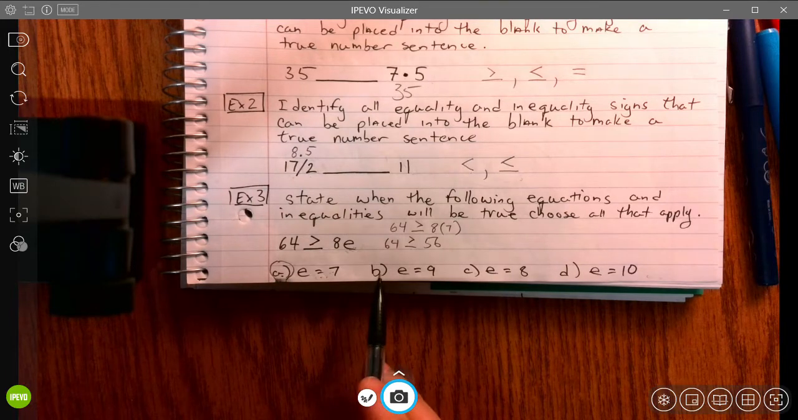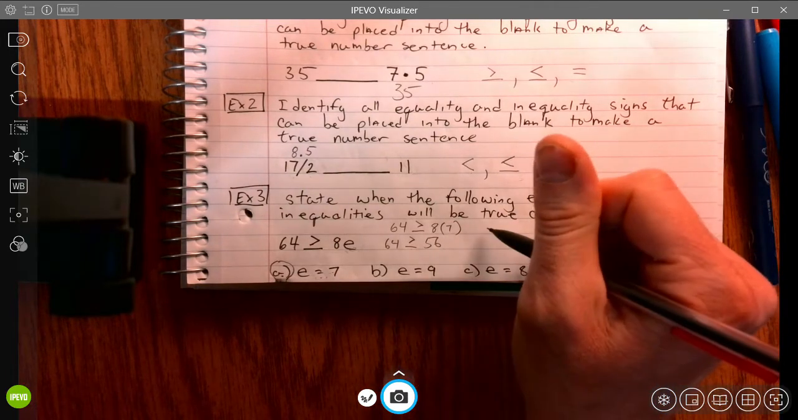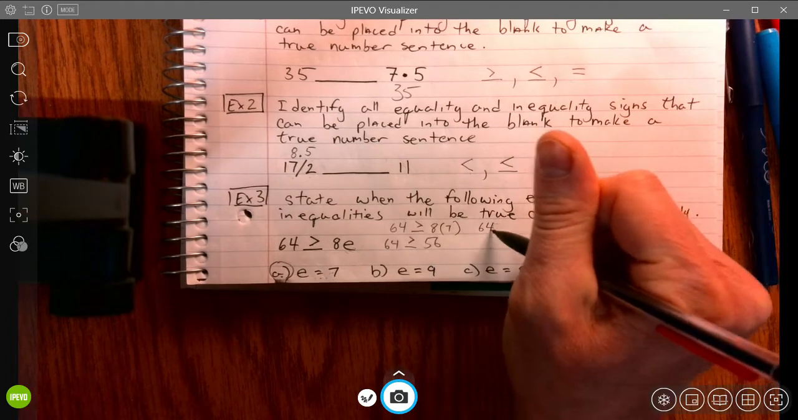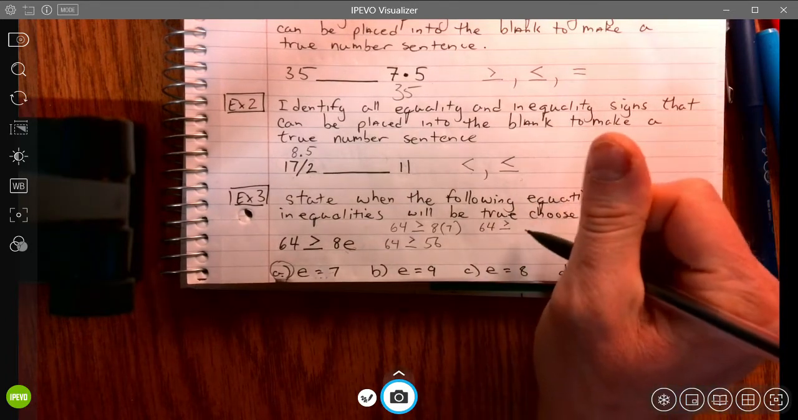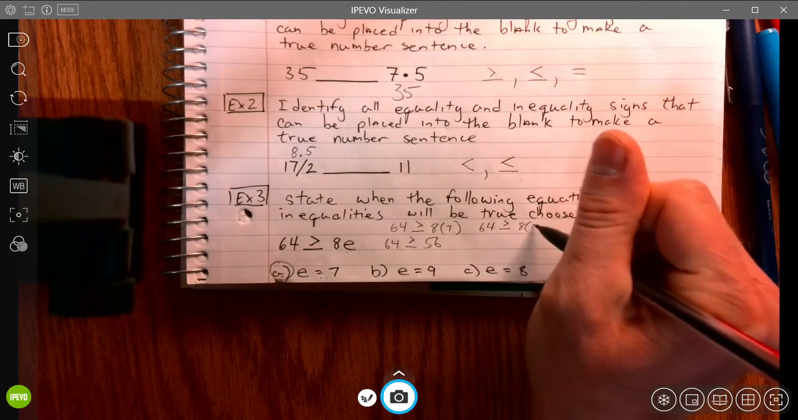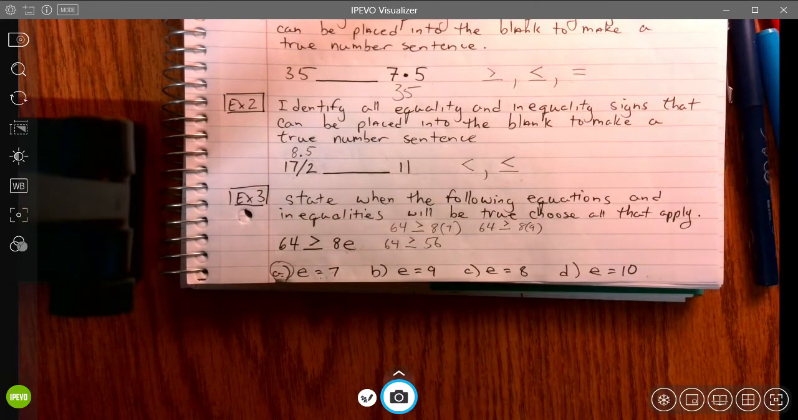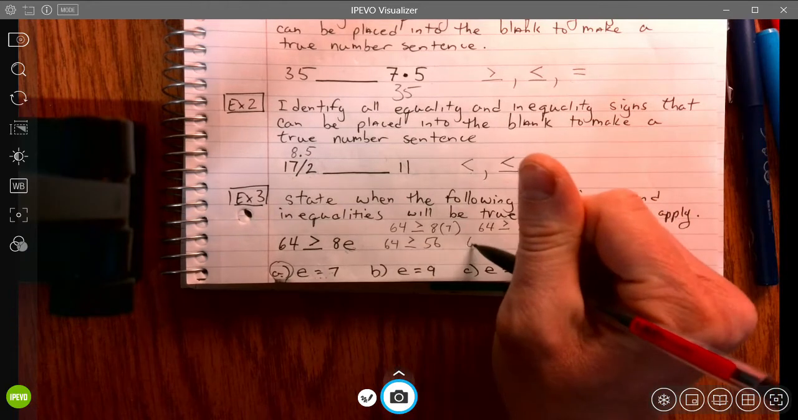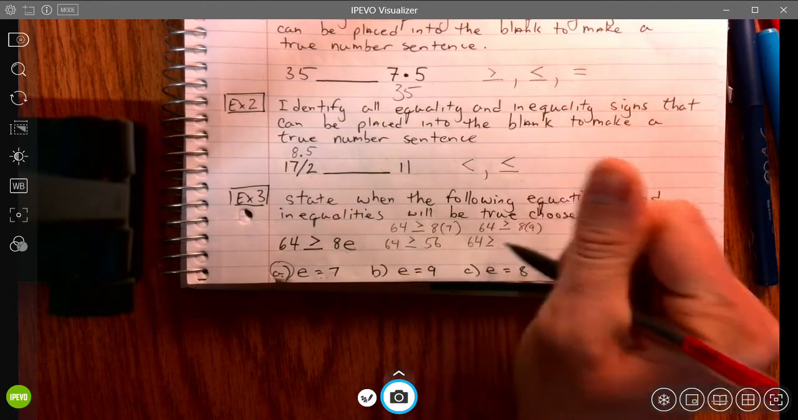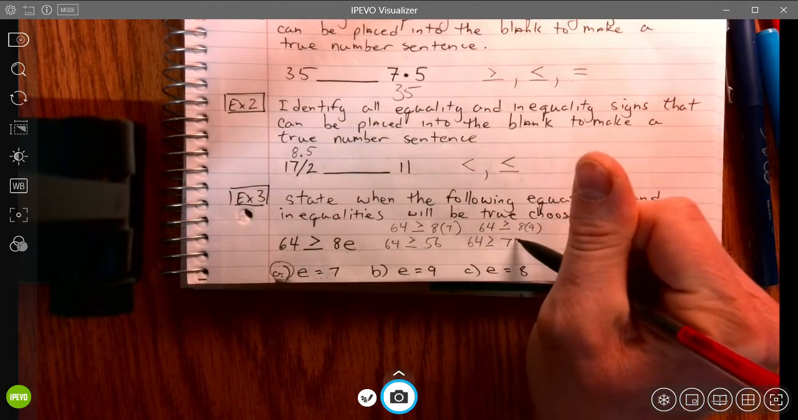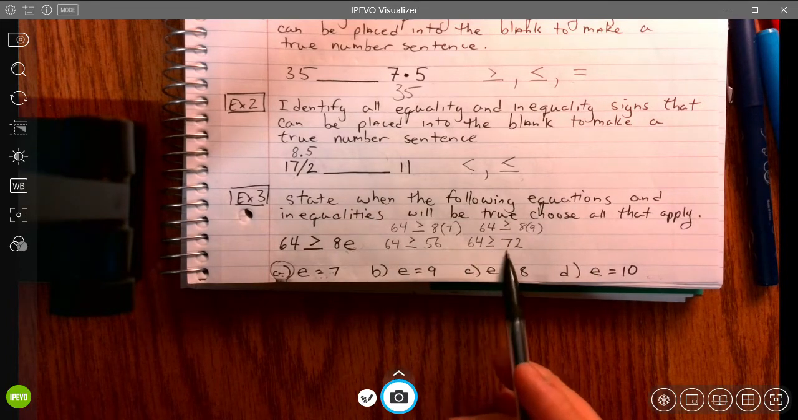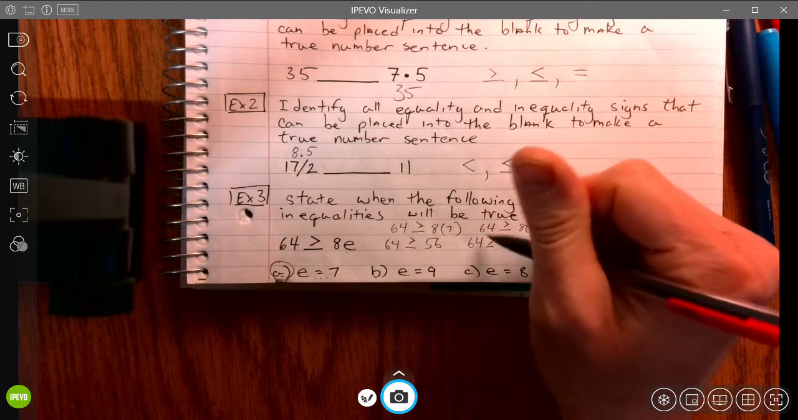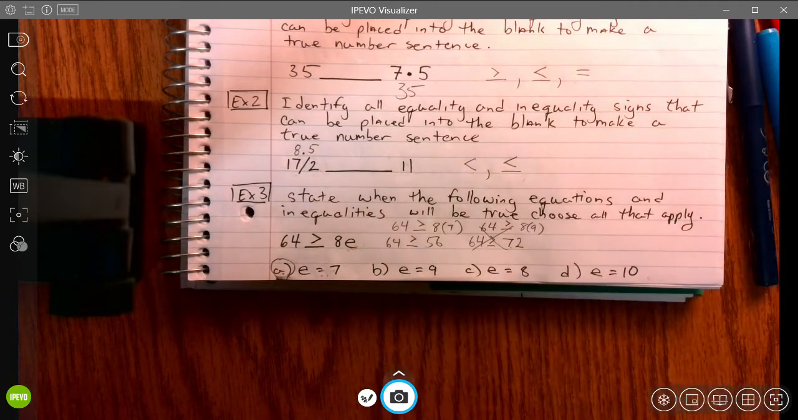Let's try B. Again, I'm going to copy down my 64. Is 64 greater than or equal to 8 times 9? Well, 8 times 9 is 72. Is 64 greater than or equal to 72? No. So I cannot choose B.